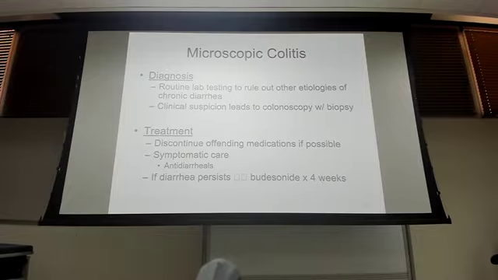Diagnosis: routine labs, we're trying to find if there's something else causing this. Then with clinical suspicion, if we can't figure anything else out, we do a scope, and then we get the biopsy, and then the microscope folks say, yes, it's microscopic colitis. Treatment: if it's a med that's causing it, we stop that med. And then we give some antidiarrheals if needed. If the diarrhea persists, sometimes we go to oral budesonide for a few weeks.